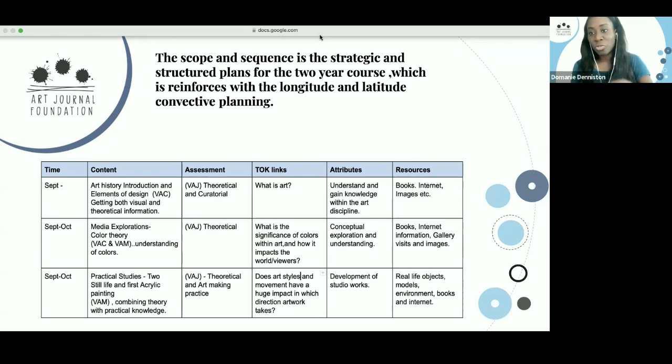I would say try to link your ATL skills with your TOK links. Because whatever question you're thinking of to get the kids to create that connection can definitely be linked with the ATL skills. And then they can also reflect on that within the TOK links for the journal. You can create that specific question that you want the kids to reflect on, and it will be visible within your teaching and learning.